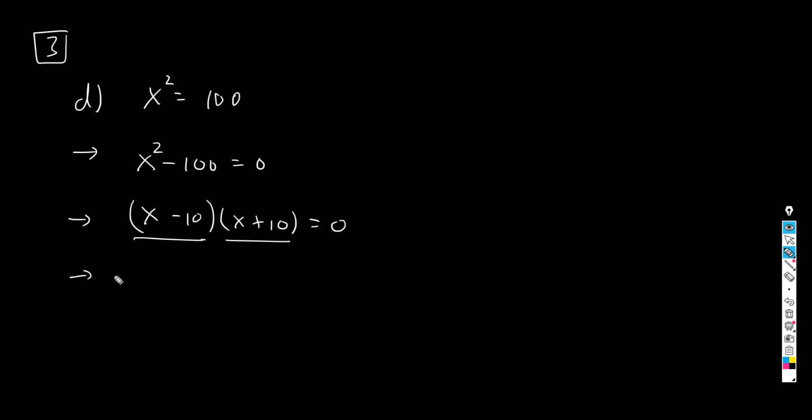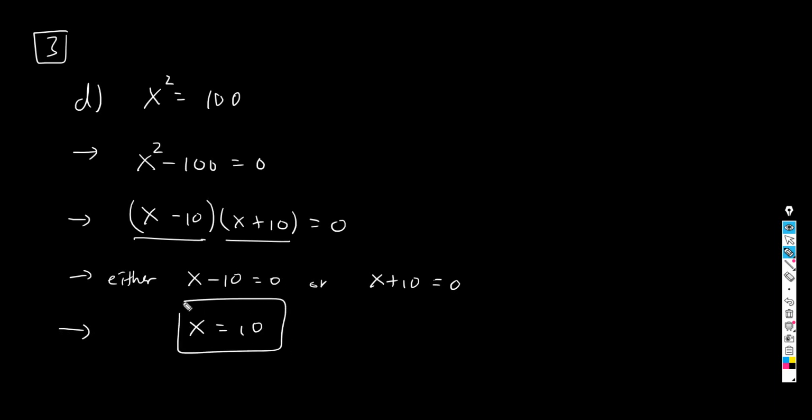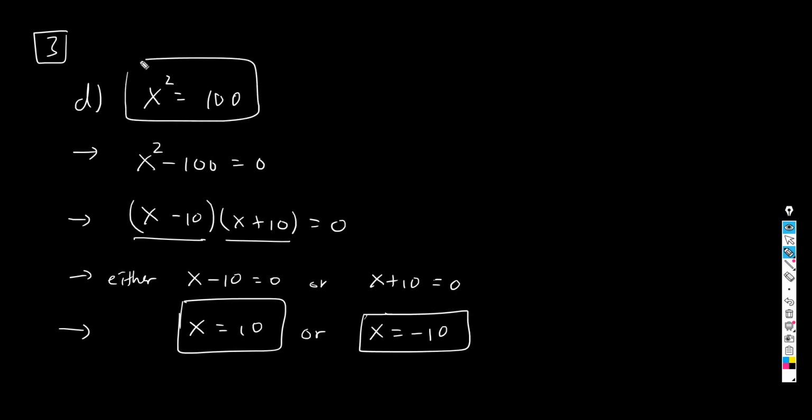So then I conclude that either the first number is 0 or the other number, which is x plus 10, is going to be 0. And then that implies that x equals 10. After I solve this equation, I got one of my solutions, or x equals minus 10, which is the other of my solutions by solving this equation. And I'm done. I have found that my solutions to this equation are 10 or minus 10.